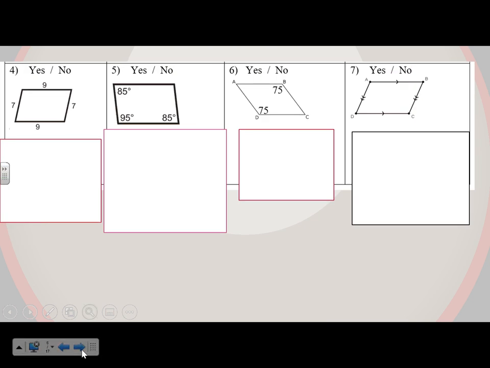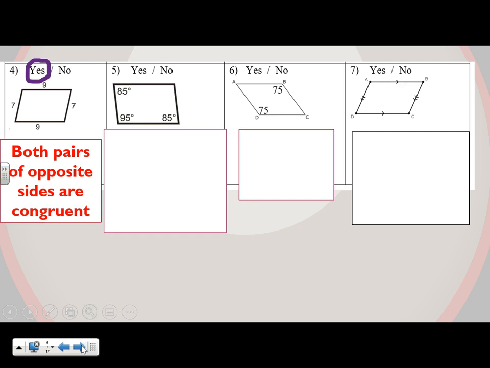Next one, number 4, is yes, both pairs of opposite sides are congruent. Number 5 is yes, and again, it's because if you take 95 plus 85, add these two together, that's supplementary, it adds up to 180. And if you take the 95 and this 85 and add those together, it's 180.